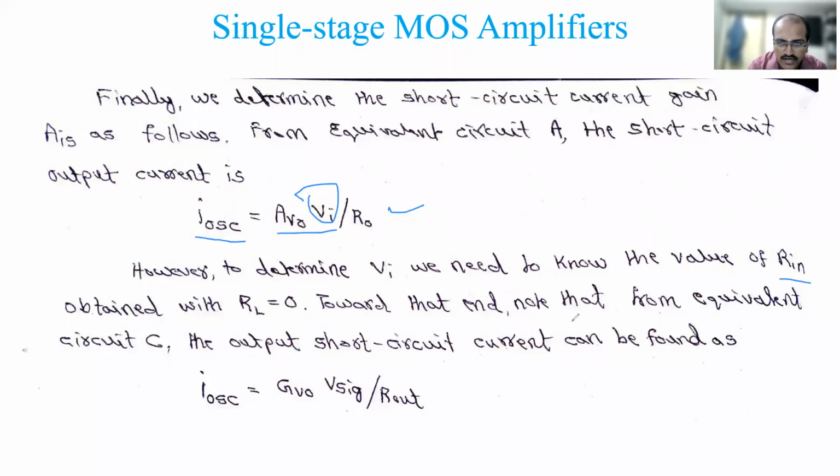Toward that end, note that from equivalent circuit C, the output short circuit current can be found as follows. We are not going to calculate the output short circuit current here; we require the short circuit current gain, and that's why we are proceeding like this. When we substitute for equivalent circuit C, it will give you GV naught V signal by R out. That is the difference here: in place of AVO you have GVO, in place of VI you have V signal, in place of RO you have R out. So that is the difference between the short circuit current in the case of equivalent circuits A and C. We are using both relations to bring out a new relation to find the AIS.